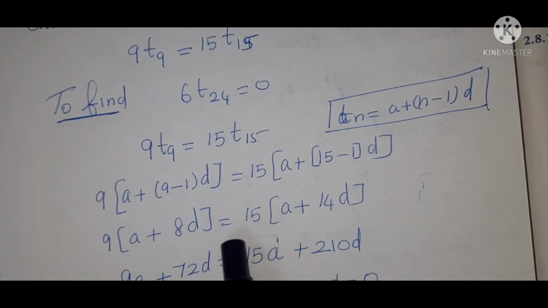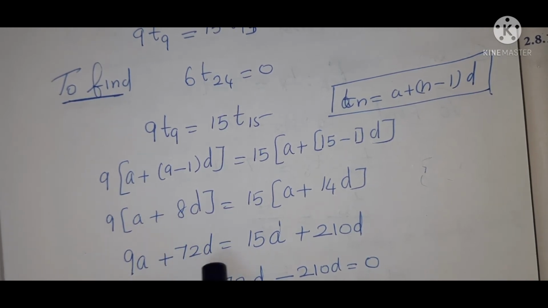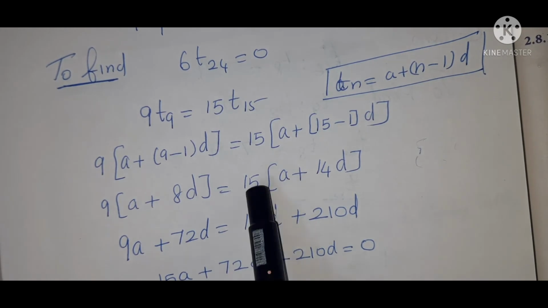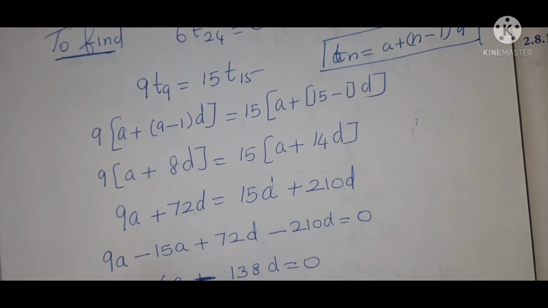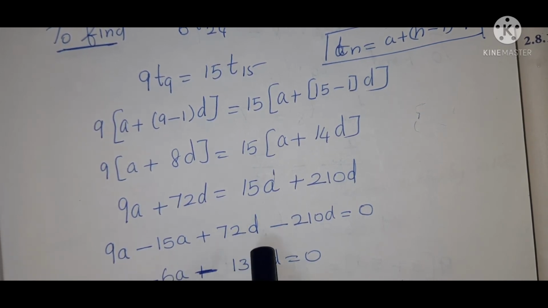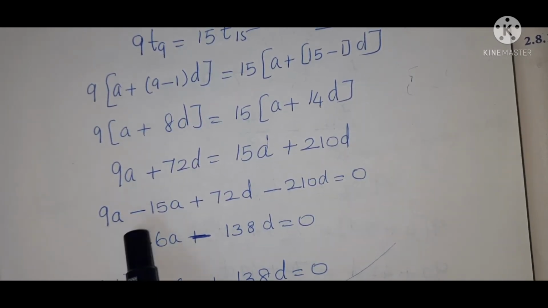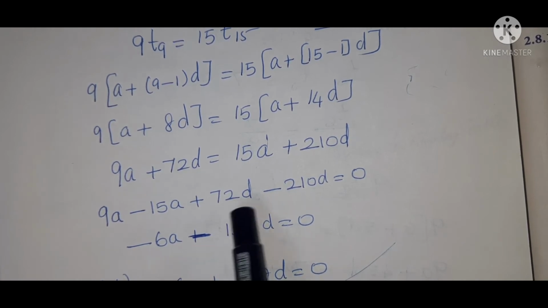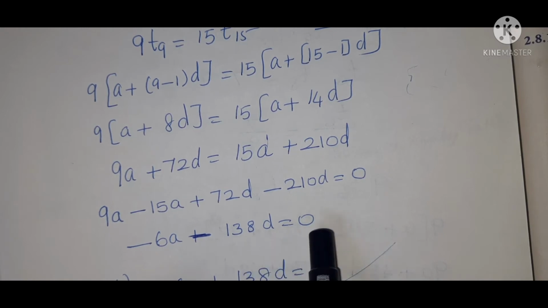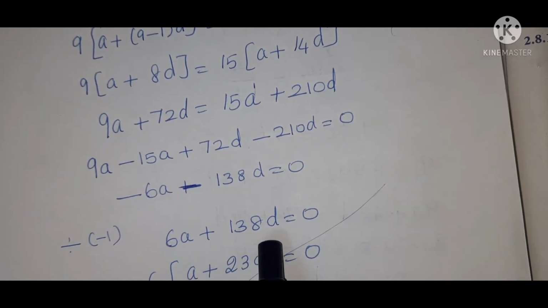9 into (a plus 8d) is equal to 15 into (a plus 14d). 9 into a is 9a, 9 into 8 is 72d, equal to 15 into a is 15a, 15 into 14d is 210d. 9a minus 15a plus 72d minus 210d is equal to 0. 9a minus 15a is minus 6a, 72d minus 210d is minus 138d. Minus 6a minus 138d is equal to 0. Dividing by minus 1, 6a plus 138d is equal to 0.